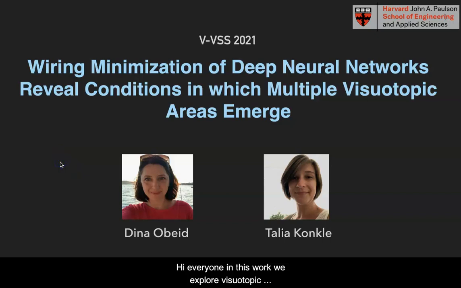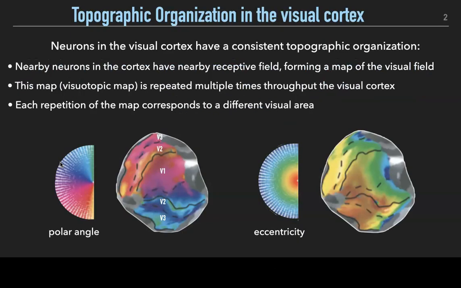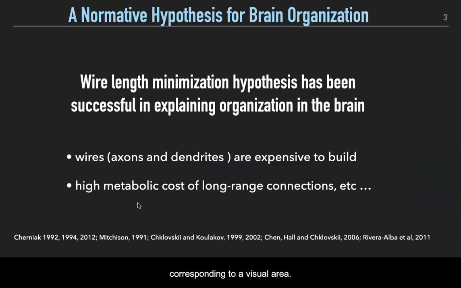Hi everyone. In this work, we explore visuotopic organization of deep neural networks using the wire-length minimization hypothesis. Neurons in the cortex have a distinctive topographic organization where nearby neurons in the cortex have nearby receptive fields, forming a map of the visual field. This can be nicely shown in these images here, where neurons in the cortex are colored according to the receptive field location. If we look at the polar angle map, we can clearly see that the map repeats multiple times with each repetition corresponding to a visual area.